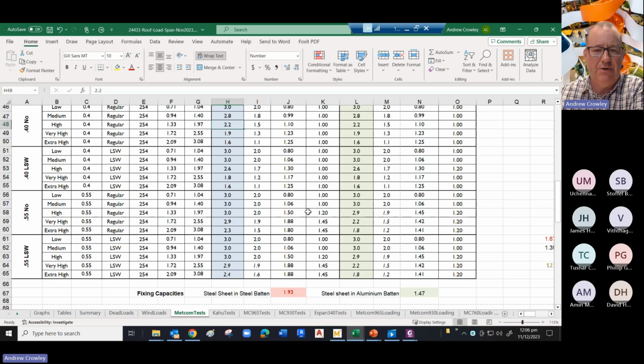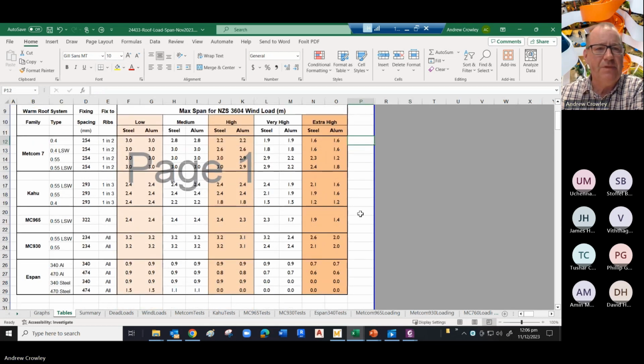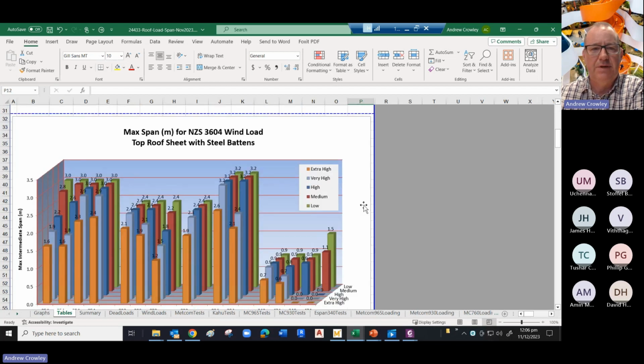And we repeat that process for all the different roof sheets, and then we compile a summary into a nice big table for all the spans, for all the sheets, for all the different wind loads: low, medium, high, very high, and extra high. And then we can put a pretty picture in there. Again, something that Excel is quite good at is drawing pretty pictures.